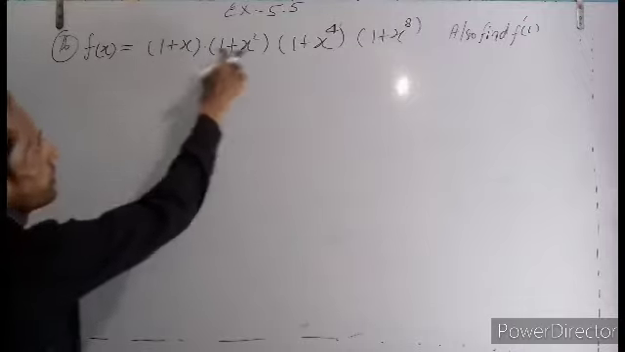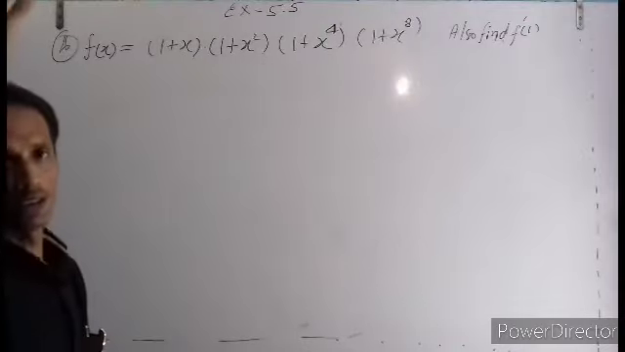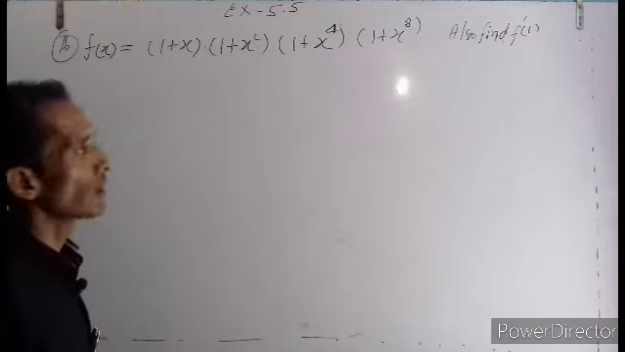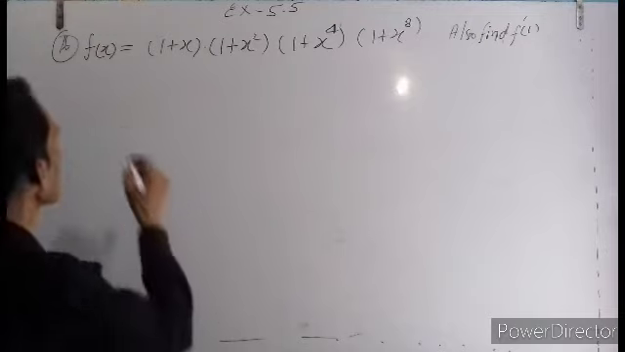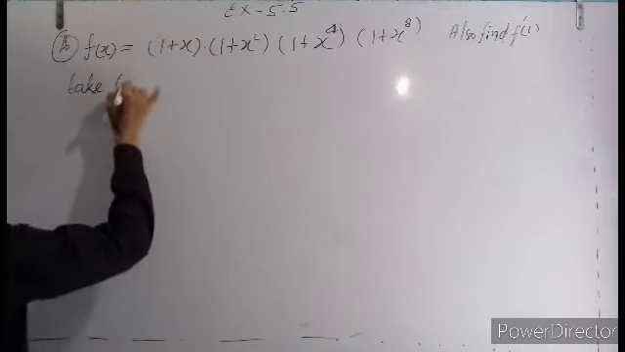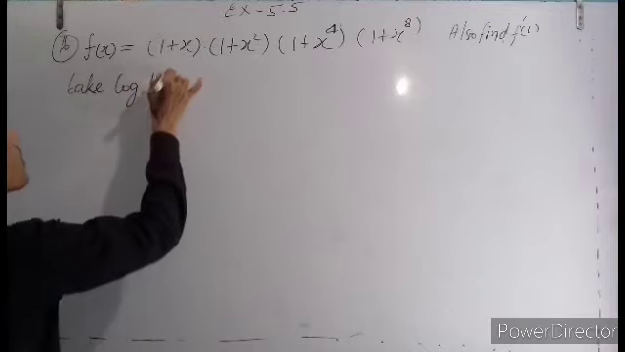You can see there are 1, 2, 3, 4 functions. How can we differentiate? That is a lengthy process. So first we take the log, which will make it easy. First we take log on both sides.